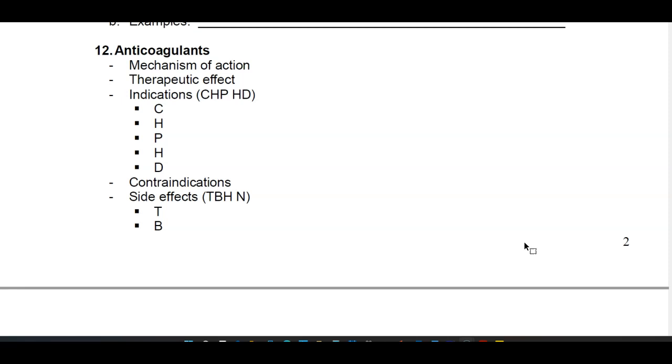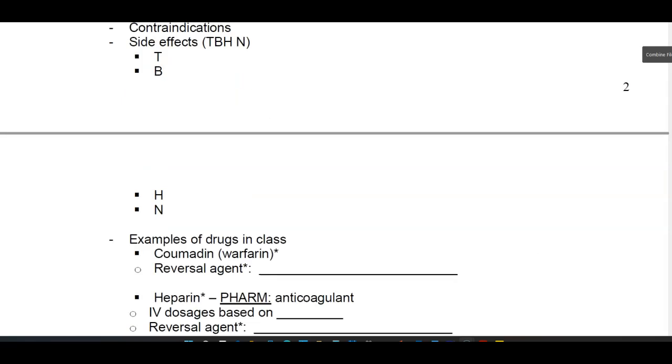So as long as they know what's going on, together they can develop a care plan on how to really attack this problem. But in general, if somebody has any sort of active bleeding, this is contraindicated. So for side effects, an acronym that makes it easier for me to remember is TBHN, or "to be honest, no." T stands for thrombocytopenia, B for bleeding, H for hypotension and dysrhythmia, and N for nausea and vomiting.